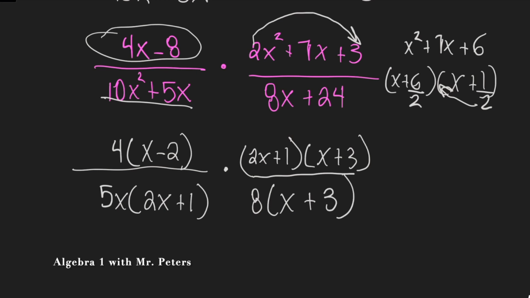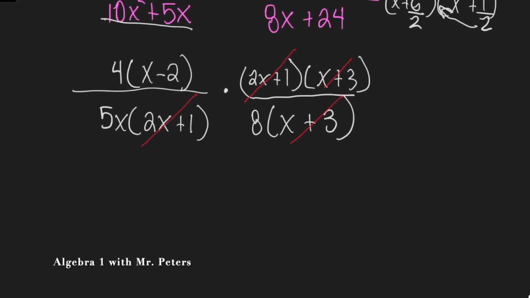Now, everyone, please understand at this point now we're just going to cancel things out, whether we cross cancel or simplify in the same fraction. So this is what I mean. So now x plus 3 could cancel out with x plus 3, right? That's 1. And then the other thing we could do is I could take out 2x plus 1 with 2x plus 1.